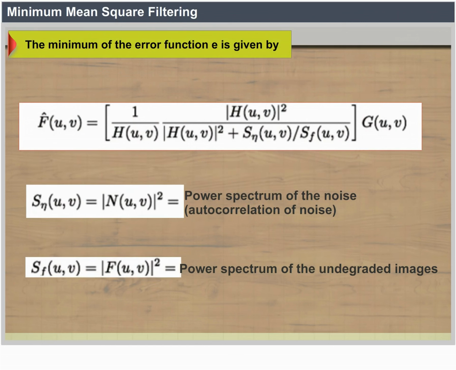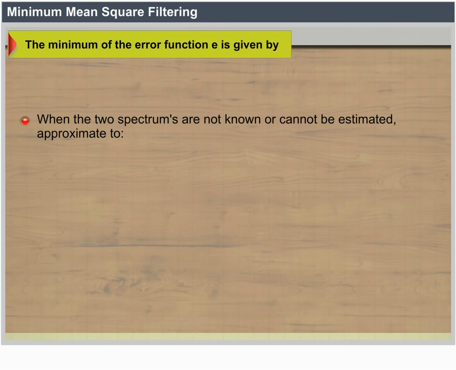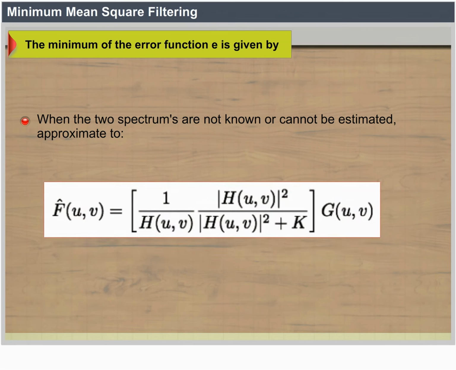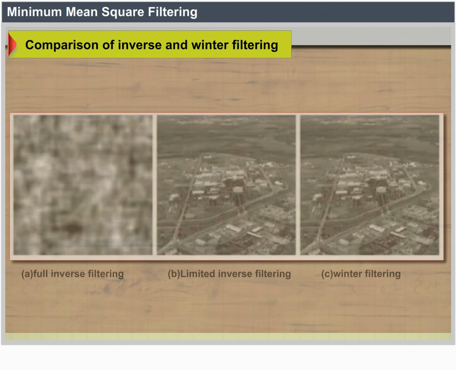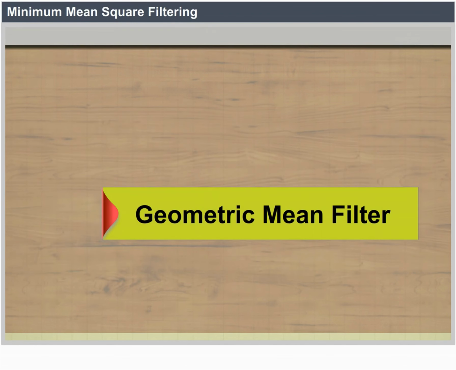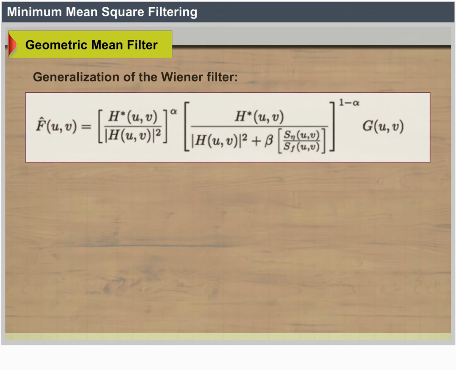When the two spectrums are not known or cannot be estimated, the approximation will look like what is shown on the screen, where K is the specified constant. Comparison of inverse and Wiener filtering. Geometric mean filter. A generalization of the Wiener filter. The corresponding equations are shown on the screen.